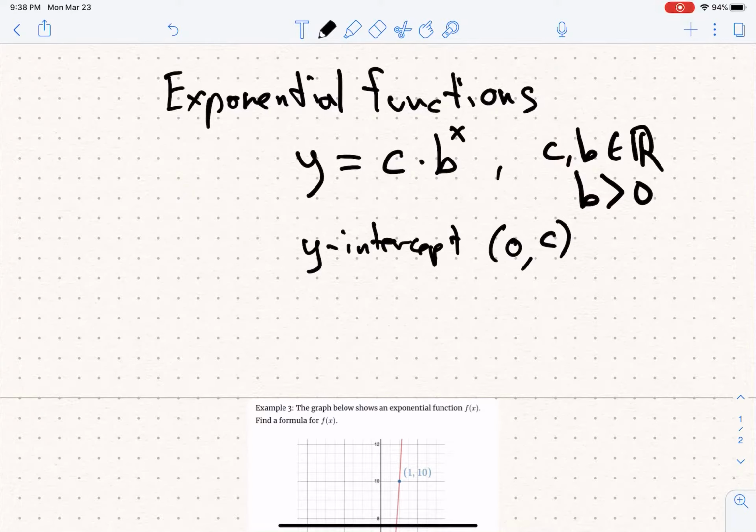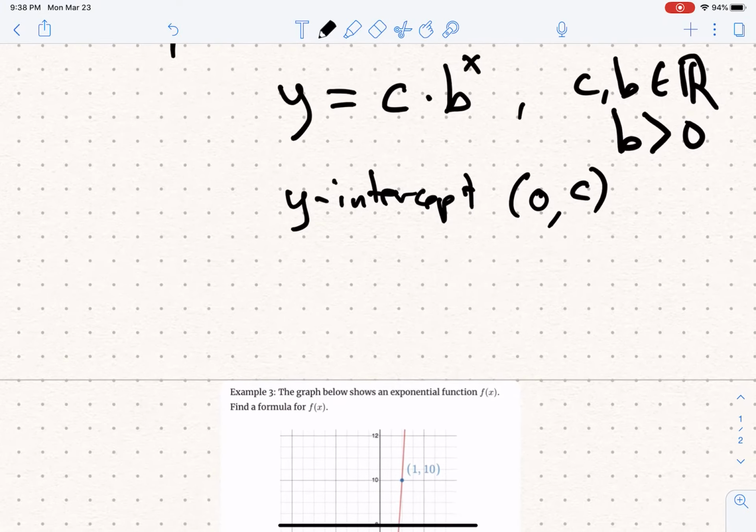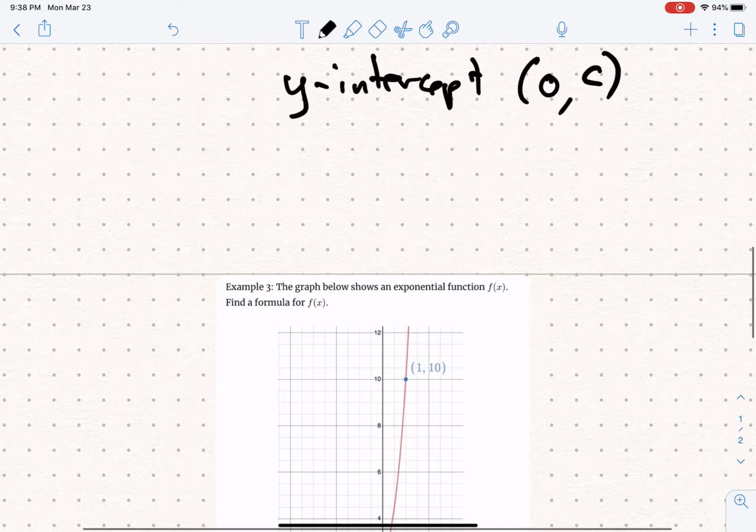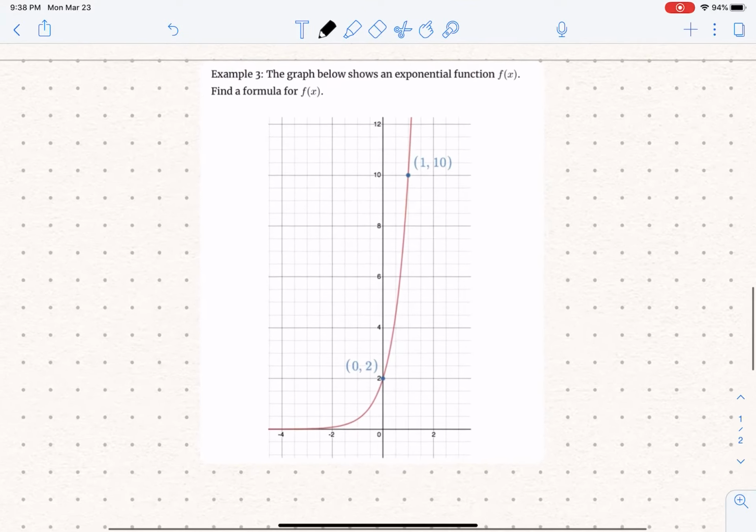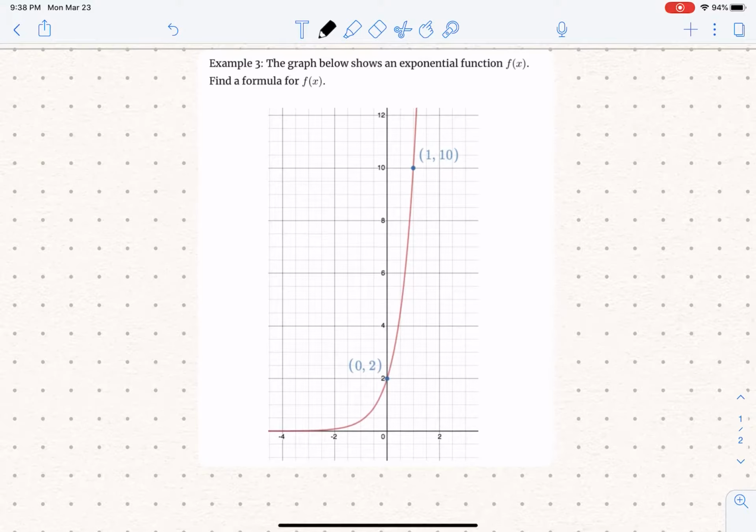Okay, so let's see this in action. I'm going to take a look here at example 3. It also appears in the lesson itself, just above or just below this video. This is a typical kind of question. Example 3 says the graph below shows an exponential function f of x. Find a formula for f of x.